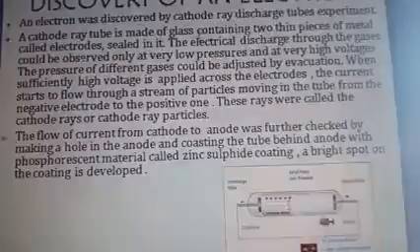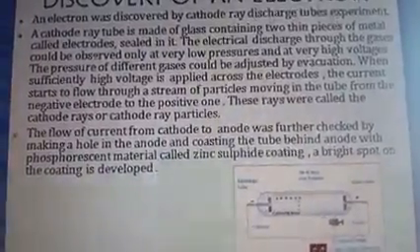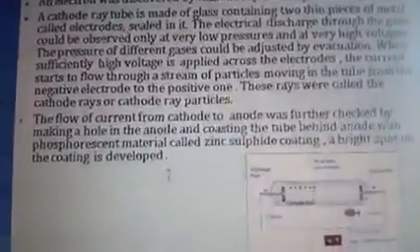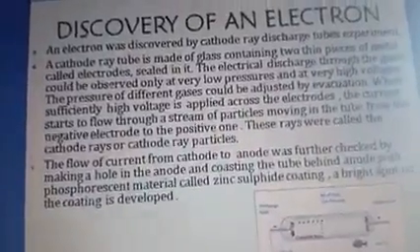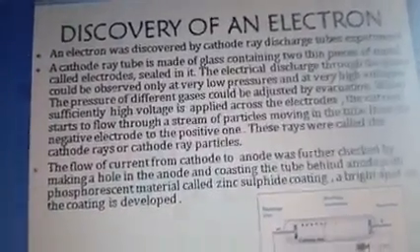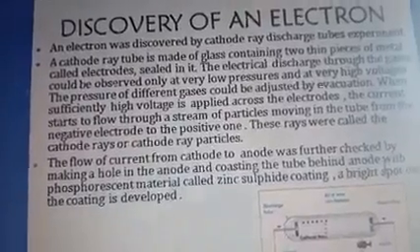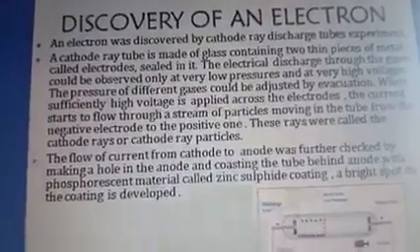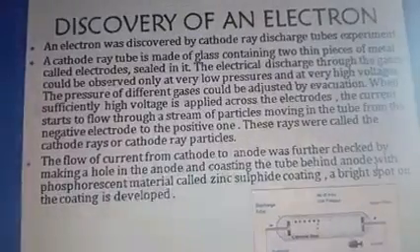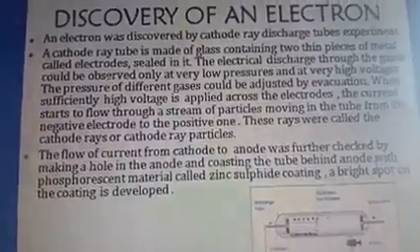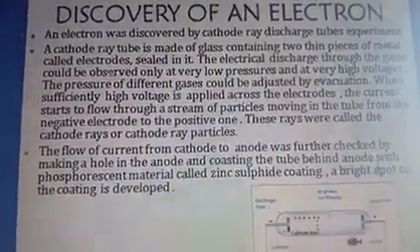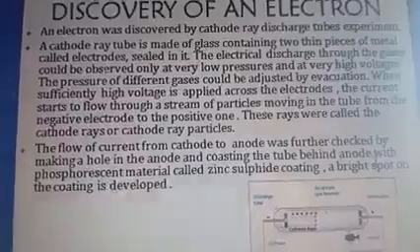Okay, discovery of electrons. An electron was discovered by the cathode ray discharge tube experiment. Say, cathode ray discharge tube. Now, I have already told that there is a device called a cell. In the cell, we have two parts, which we call electrodes. Electrodes are the metal rods deposited in a cell, and a cell is a device which can convert one form of energy to another form of energy.